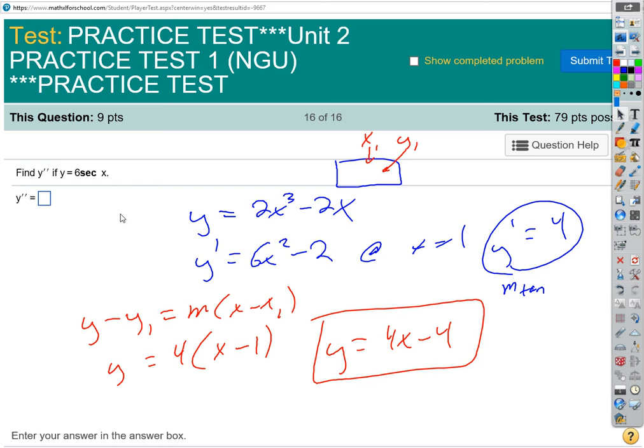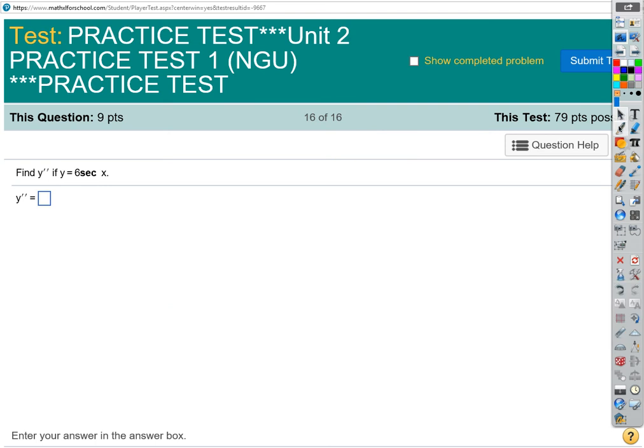Okay, so this one is a second derivative, right? You may or may not get a second derivative on this one, but either way you're going to end up having to do the derivative of a product or a quotient using secants and tangents for this last question. So let's look at this one. If y equals 6 secant x, what's y prime? What's the derivative of secant? Secant x tangent x. So we get 6 secant x tangent x.